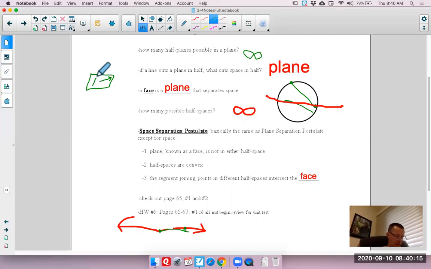Can 2 lines in a plane separate the plane into 2 regions? Think about it. 2 lines. Can 2 lines in a plane separate the plane into 2 regions? No, no way. Could 2 lines separate the plane into 3 regions? Try it. Can you draw 2 lines that separate it into 3 regions? Sure, right? If you had one line here and another line here, if they were parallel, right?